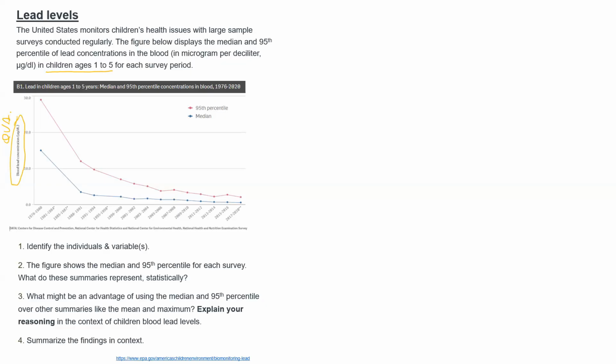variable. The figure represents the results of those various surveys over time, so it is a time plot, though you should notice that the intervals on the horizontal axis represent the successive surveys. They are not necessarily all equally spaced in time. The figure shows specifically the median and the 95th percentile of those blood lead levels.